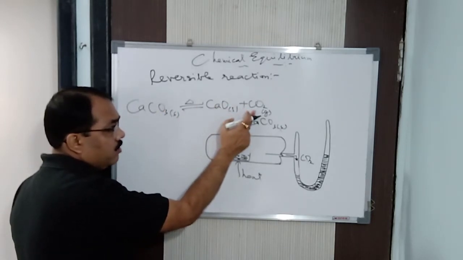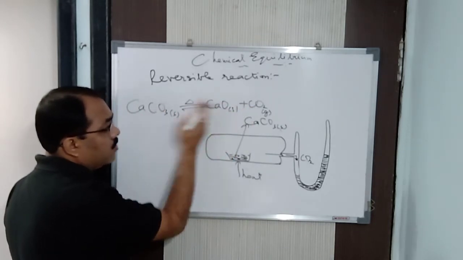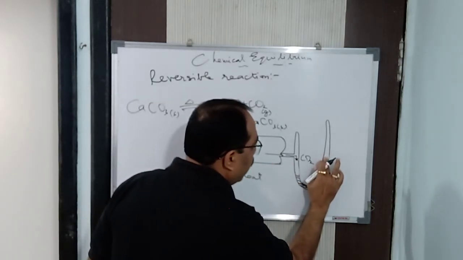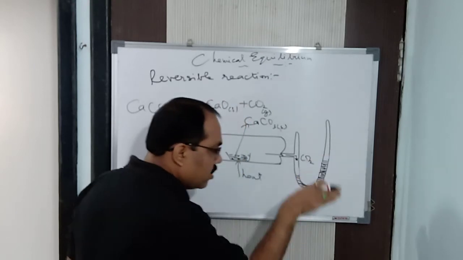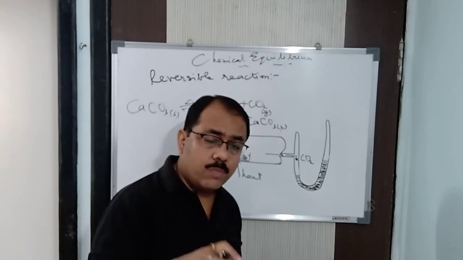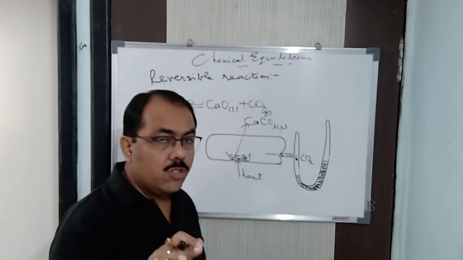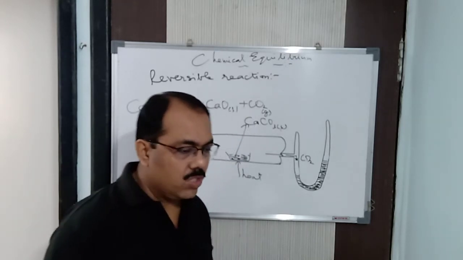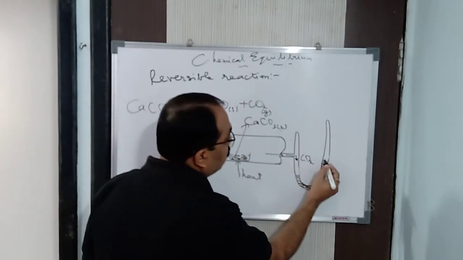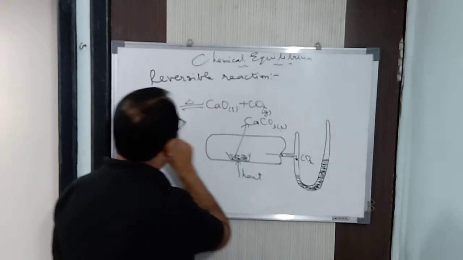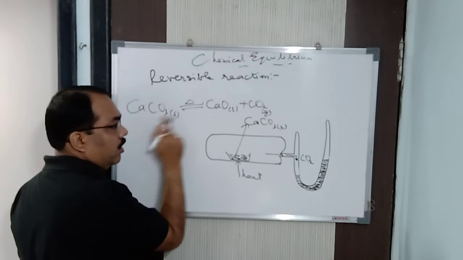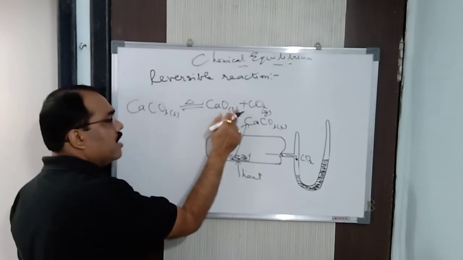Calcium oxide now reacts with carbon dioxide to form calcium carbonate again. How do you come to know? You will find a fall in the mercury level in this limb, slowly and slowly. Mind it, this is a very slow process, and you need patience. After some time, you will see it rise a little bit, because calcium carbonate forms in the backward direction and again forms calcium oxide and carbon dioxide.